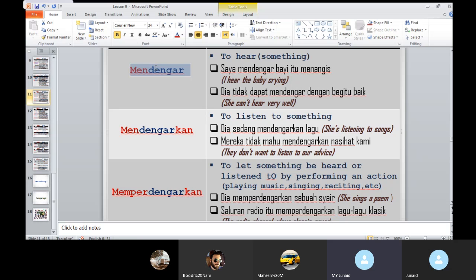We have another word, memperdengarkan. It's like when you're performing a music or a song, or you're reciting a poem or something like that. So you use memperdengarkan.